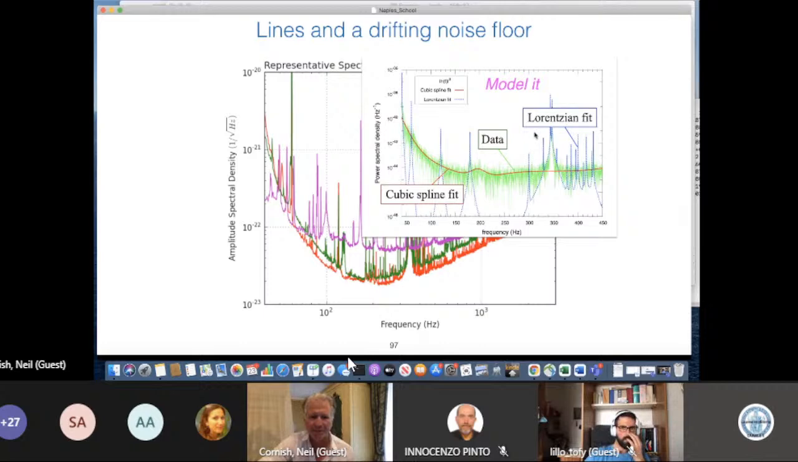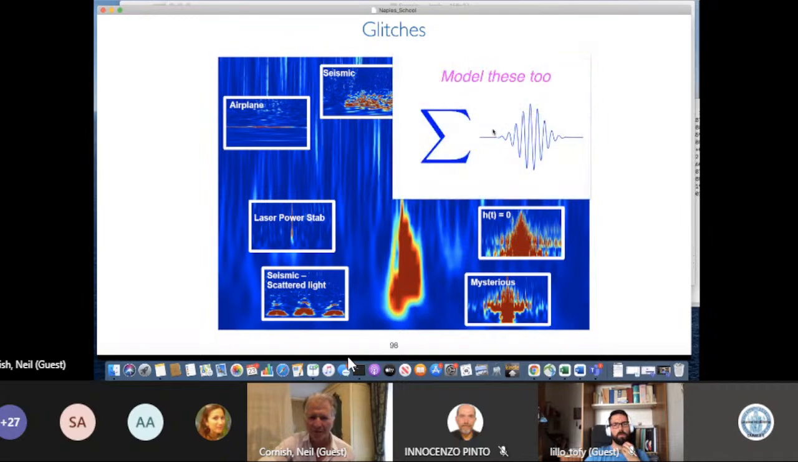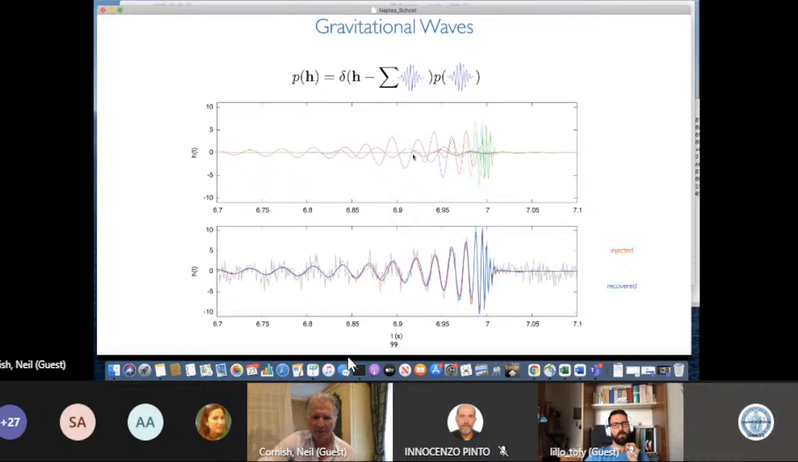We have all of these glitches, which we can model. This is, again, a time frequency map, frequency vertically, time horizontally. So we can throw in a bunch of wavelets to model this excess power in the time frequency plane. We don't know how many wavelets we need, so we allow that to be a variable number of wavelets, a sum of wavelets where there's an unknown number. And then signals, again, as I showed earlier, we can model them as a collection of wavelets, and we don't know how many, so we allow the data to vary the number of wavelets.